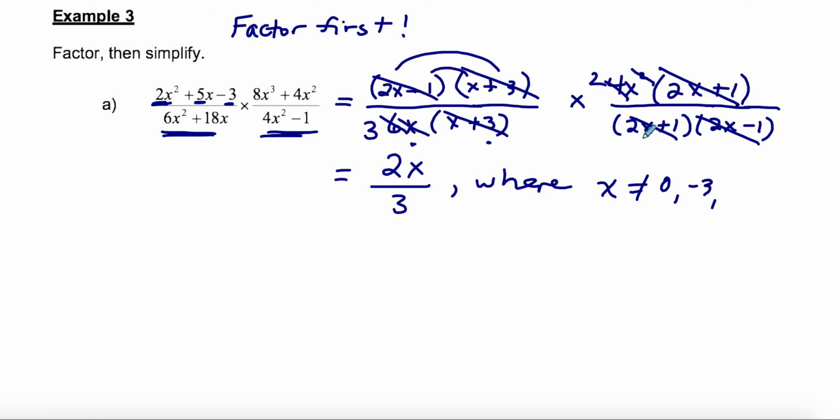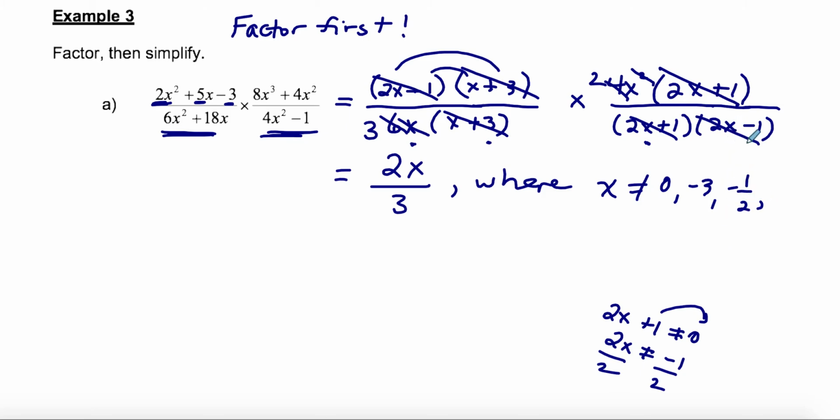This also canceled out, so x couldn't equal... okay, if you're not sure, remember you can always write it out. Solve this like an equation. Divide by 2. So x can't equal -1/2.